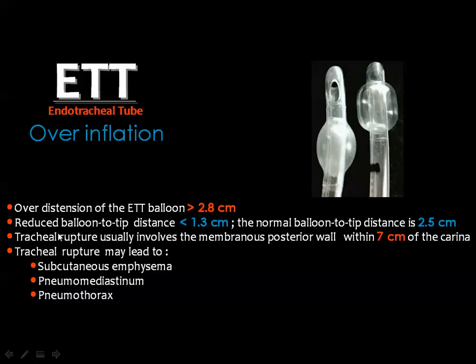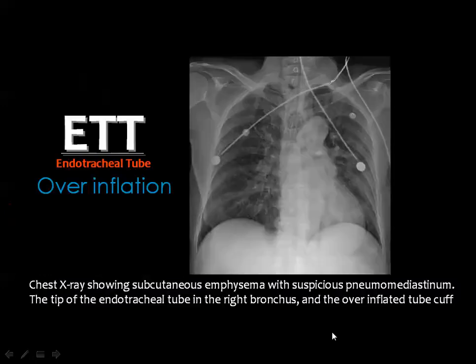Then also, if the balloon to tip distance is less than 1.3 centimeters, there is a problem. The normal balloon to tip distance is about 2.5 centimeters. This is one of the undesired tubes, but this is a good tube. And tracheal rupture usually involves the membranous part of the posterior wall within 7 centimeters from the carina. If the trachea is ruptured, it may lead to subcutaneous emphysema, pneumomediastinum, and pneumothorax.